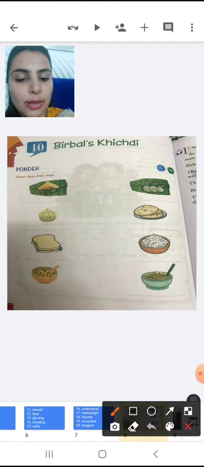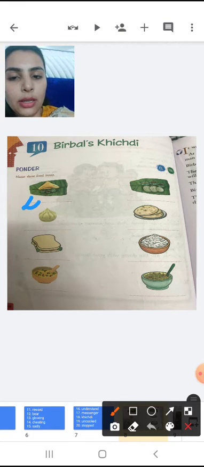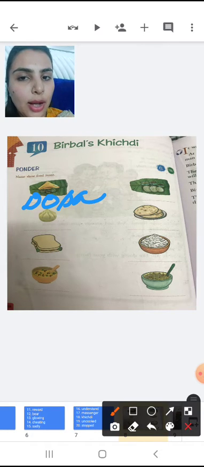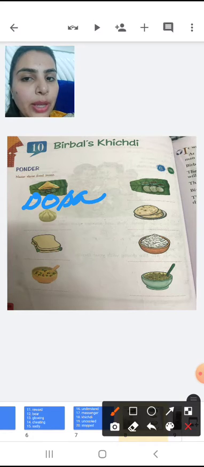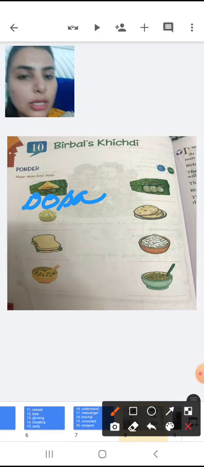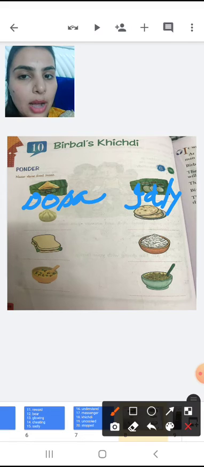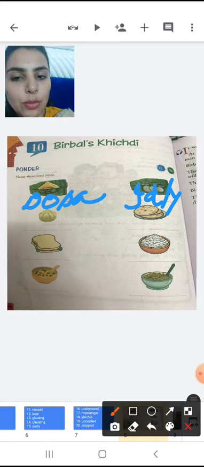The first one is mostly liked by elder people. Dosa. D-O-S-A. Dosa. Write down, the first is dosa. What is the second? It is the most famous food of the South region, which is idli. I-D-L-I. Idli.